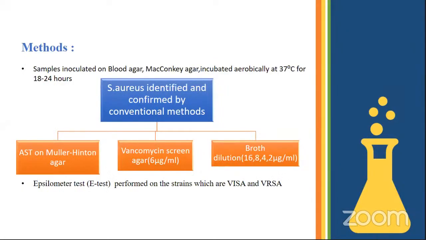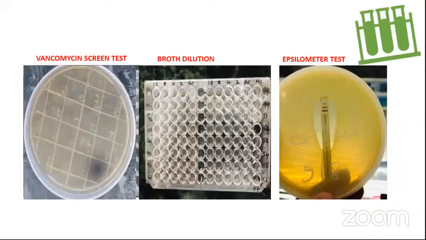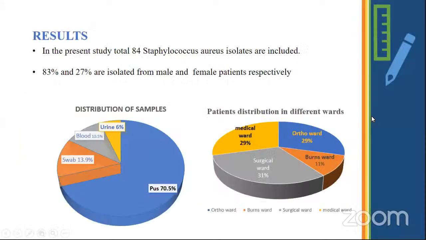Method: samples were inoculated on blood agar and MacConkey agar and incubated aerobically at 37 degrees centigrade for 18 to 24 hours. Staphylococcus aureus was identified and confirmed by conventional methods, and subjected to AST, vancomycin screen agar, and broth dilution. Epsilometer test was performed on the strains which are VISA and VRSA. These are the pictures showing the vancomycin screen test, broth dilution and epsilometer test.